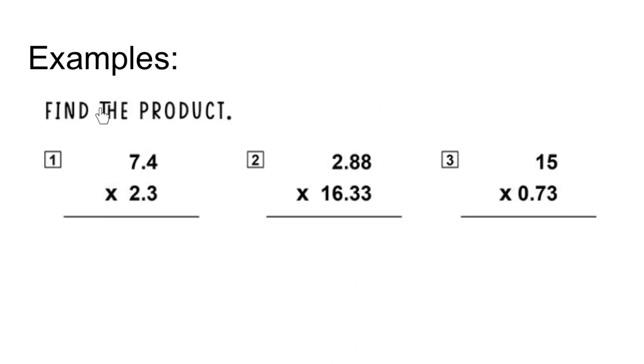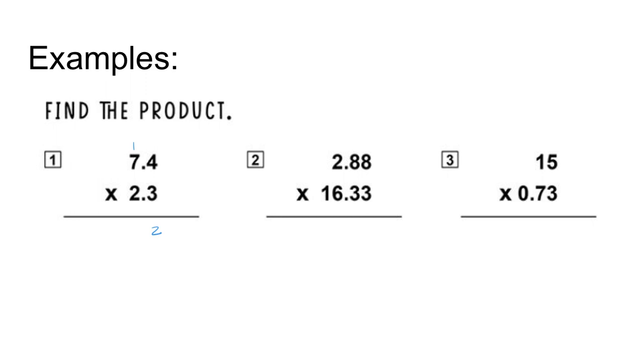So let's use number 1 over here. We're going to find the product of these two numbers. We already have them set up, so we're just going to do the math as usual. We're going to start out with 3. 3 times 4 is 12. So I'm going to put a 2 down, carry the 1.